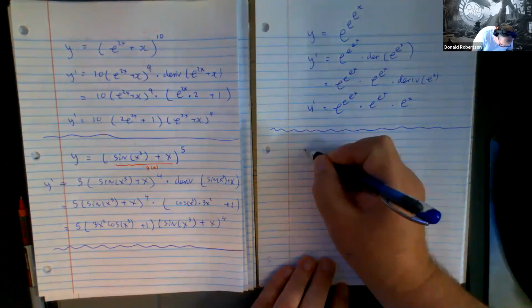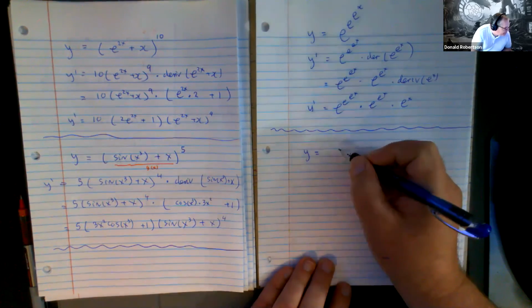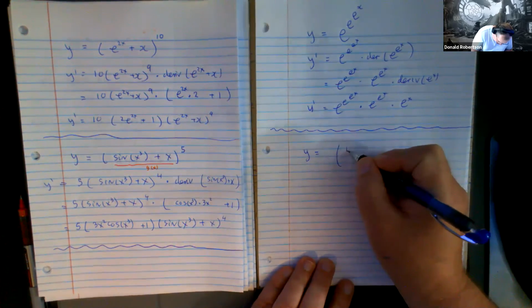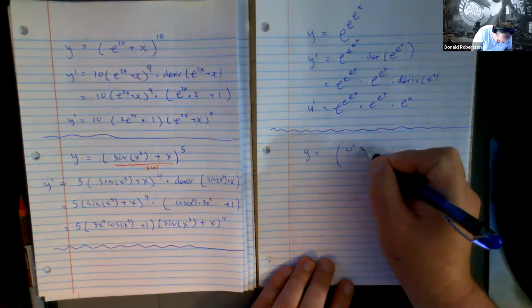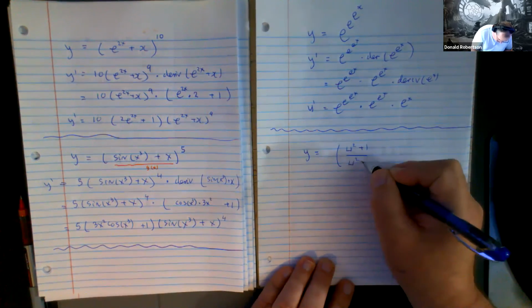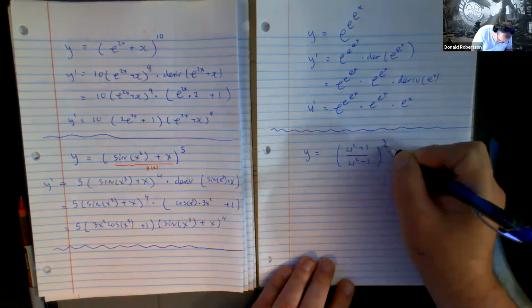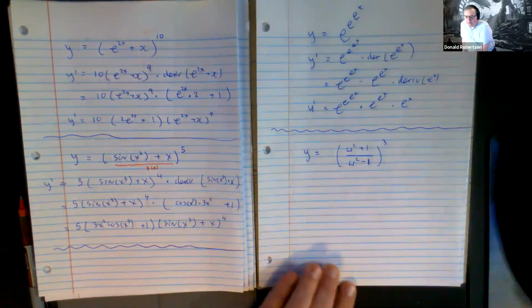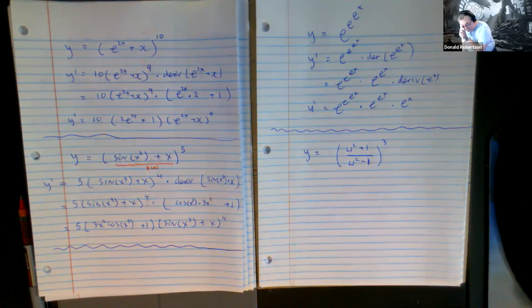Our last one for today. Looks like a chain rule, right? Looks like a quotient rule. Looks like it's got a bit of A and a bit of B, right? A bit of each.